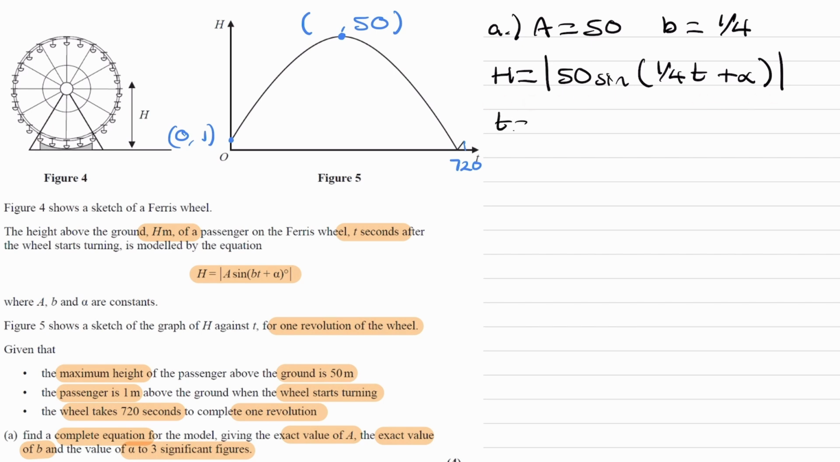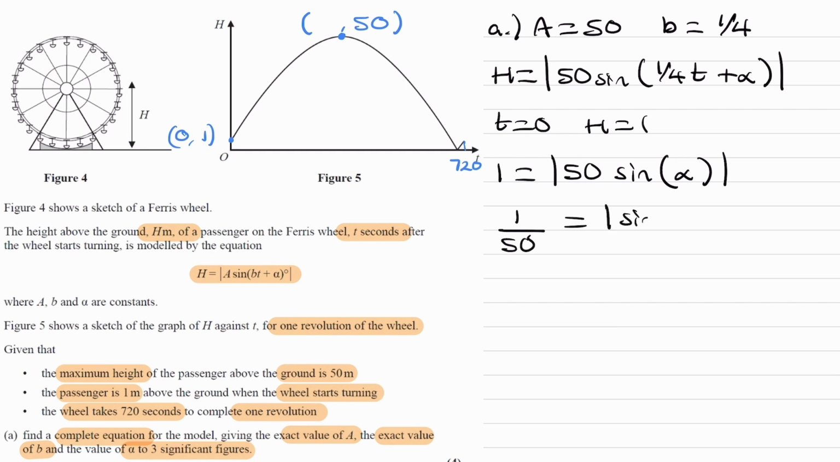So when t is 0, h is 1, so 1 is equal to the modulus of 50 sine of, so a quarter of t would be a quarter of 0. That would be 0, so we're just left with sine of alpha. We can then take the 50 out. We get modulus of sine alpha, and that would then become sine alpha is plus or minus 1 over 50.